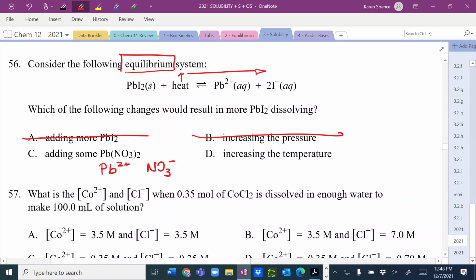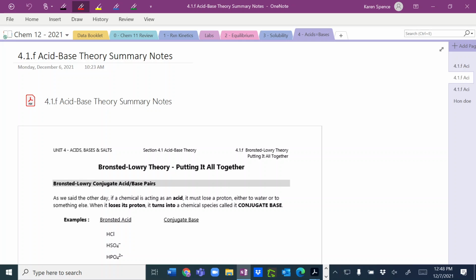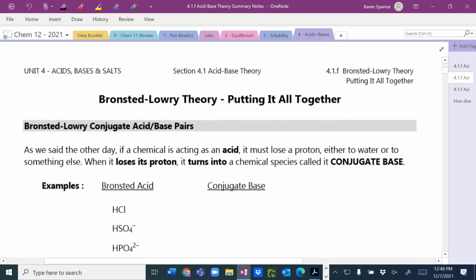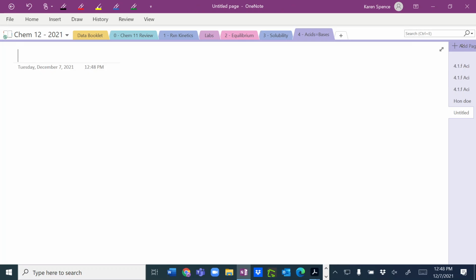Okay? I'm holding off on number 13 because I want to do a little bit of acid and base first, because I'm not actually going to ask you a question like that one on this test, because it assumes that you know acids and bases, which you don't yet, or at least you won't until after today. Okay? So I'll come back to number 13 later. Other questions? Moving on to acids and bases then. Excellent. So we are on 4.1F, except that we're actually going to do a little bit of preamble to that.